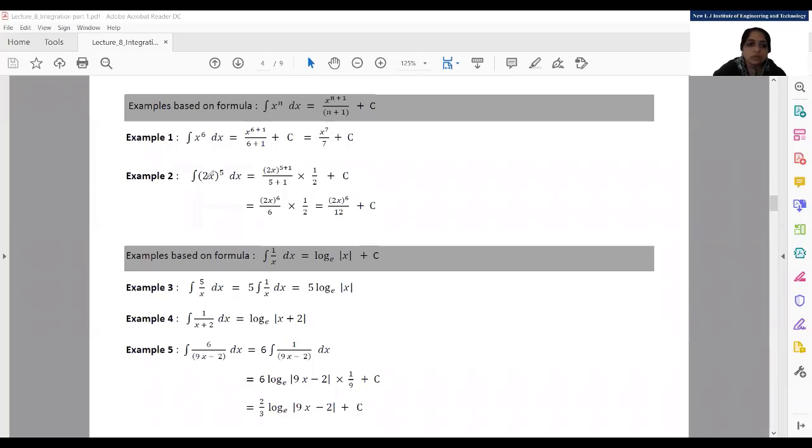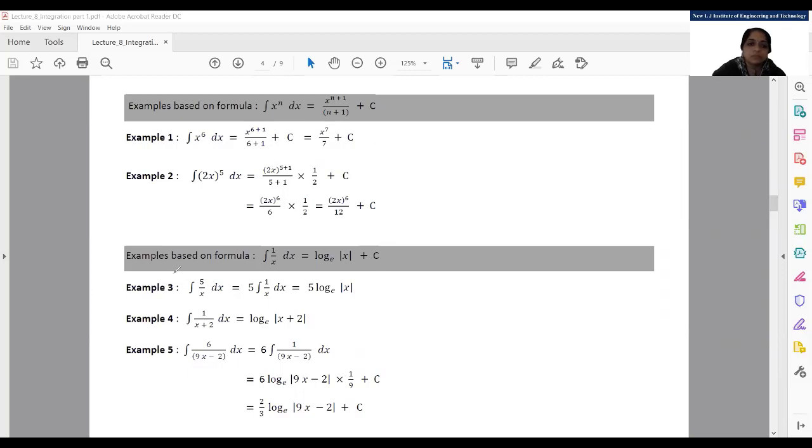If we are given integration of 2x whole raised to 5, students, we keep this 2 raised to 5 beside the integration. So keep 2 raised to 5 and then integrate x raised to 5. Then the answer is x raised to 6 by 6, and keep 2 raised to 5 as it is. But here they did the integration of 2 raised to 5 also, so they have to multiply by 1 by 6.